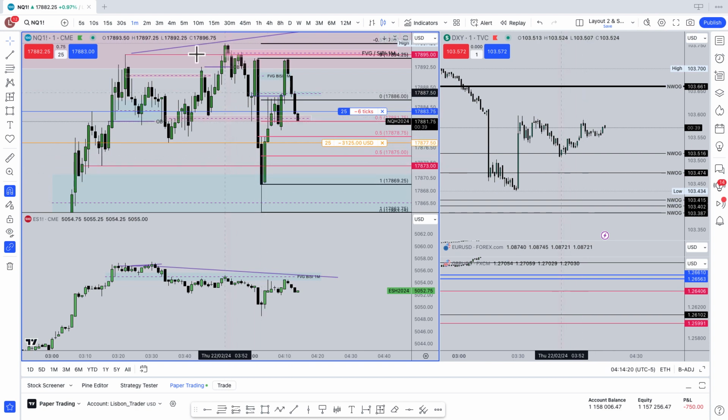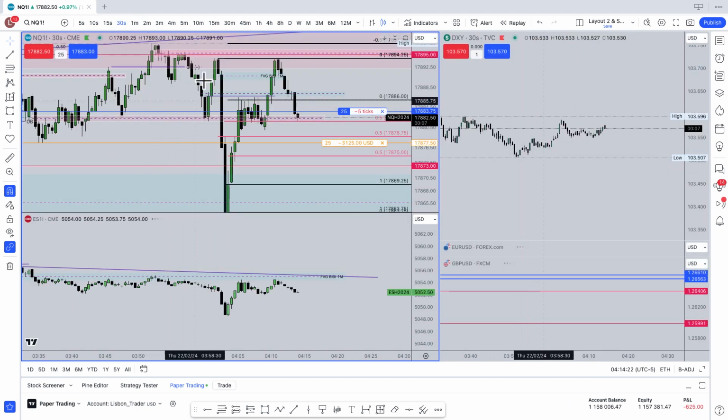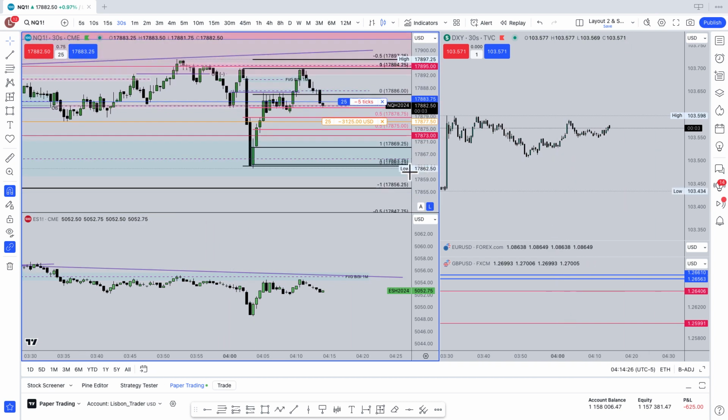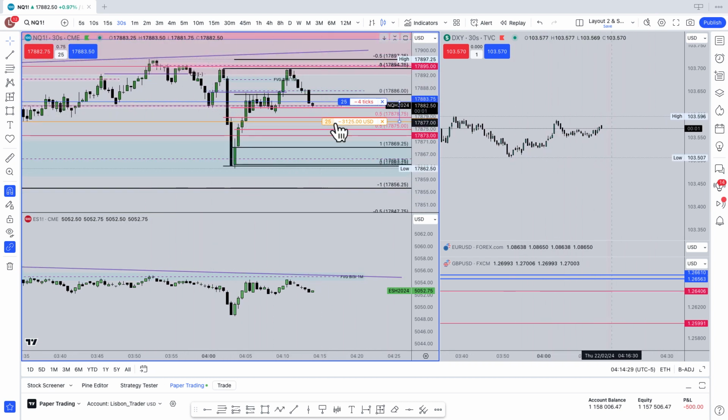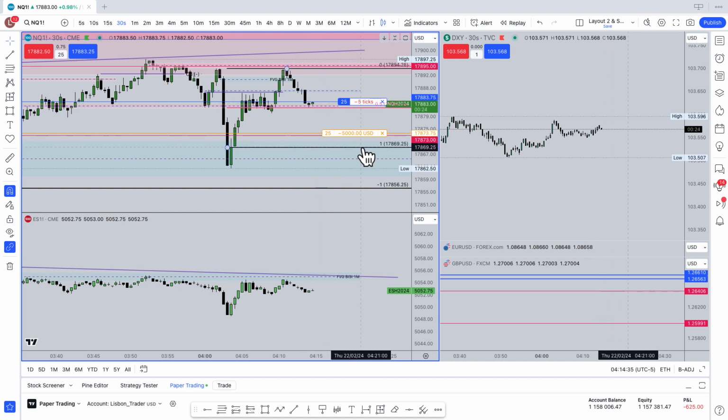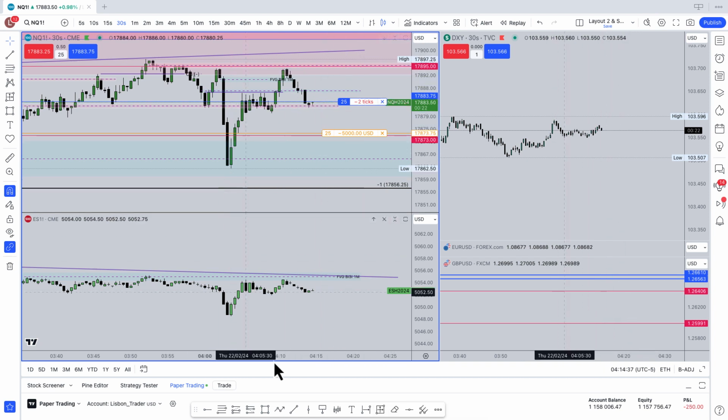Bullish order block. 1, 2, 3, 3 candles of a 30-second order block. Let me see one thing. This is too crowded. I want to check the OTE for this move.